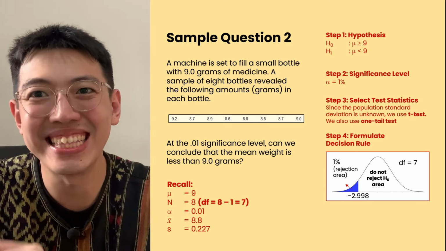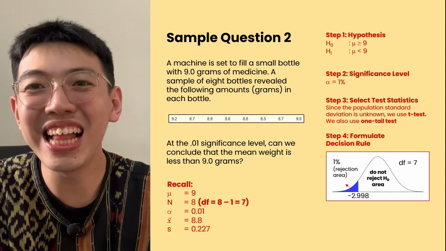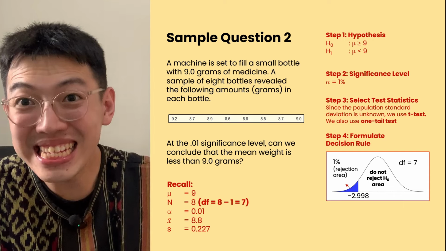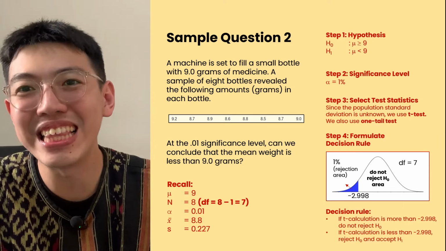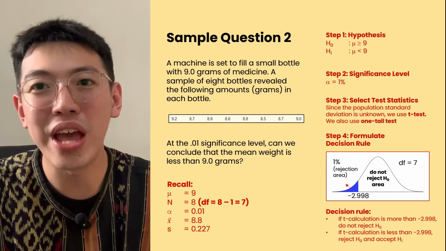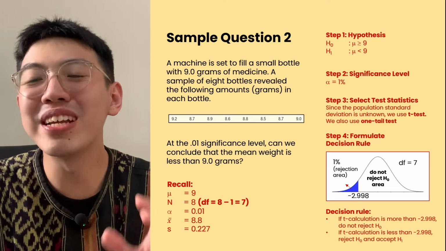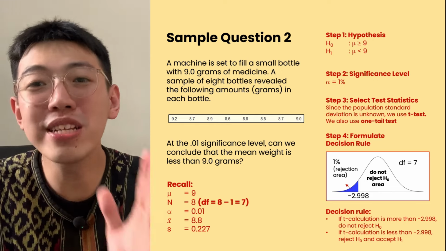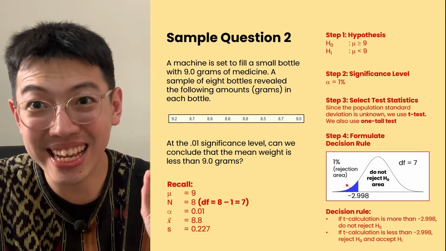Based on the graph, we can see here, if the t calculation is less than minus 2.998, it will lie in the rejection area. So we have to reject H0 and accept H1. But if the t calculation is more than minus 2.998, we should not reject H0.